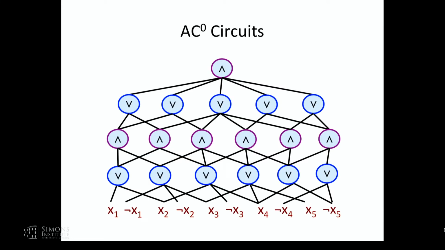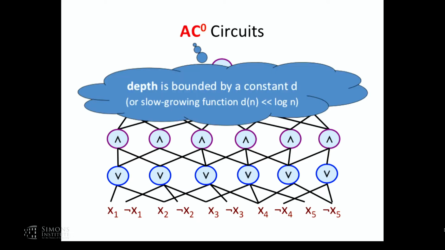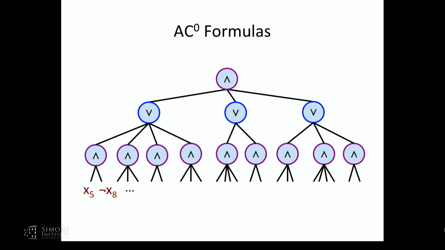So here's a generic picture of an AC0 circuit. Without loss of generality, we can put our negations on the bottom, and we have unbounded fan-in AND and OR gates, nicely layered like this. Whenever I'm talking about AC0, the depth is always bounded by some constant d, or if you prefer, d can be some slow growing function of n, up to around log n. One can, of course, also consider AC0 formulas, so AC0 circuits with the structure of a tree.